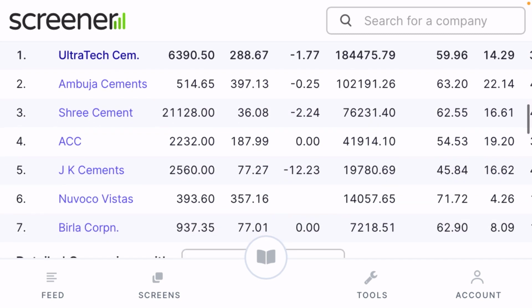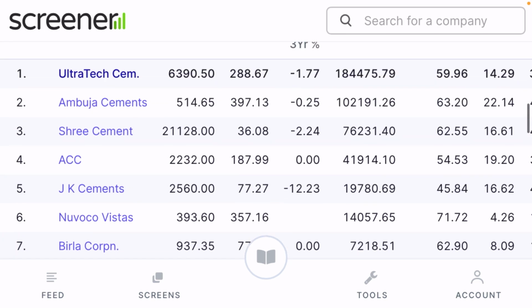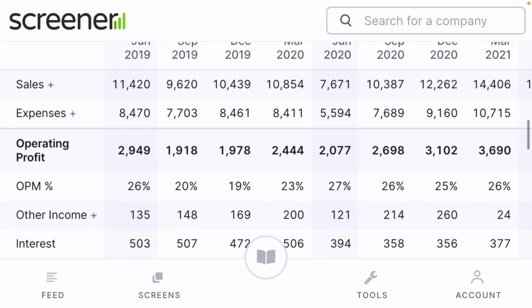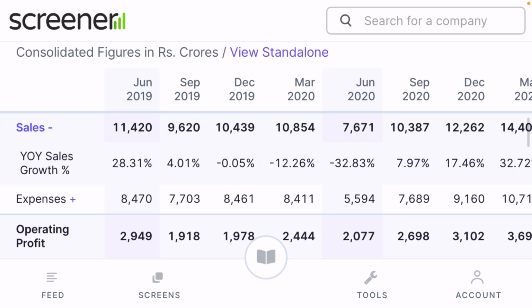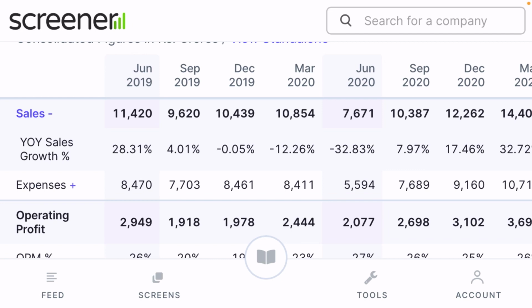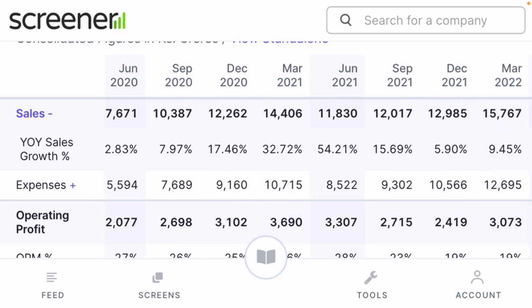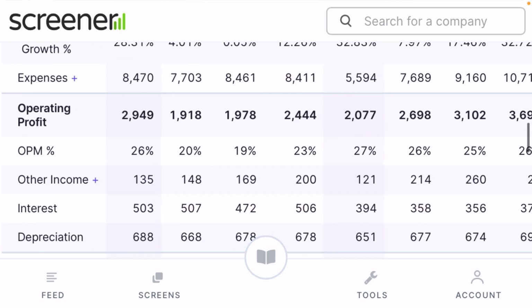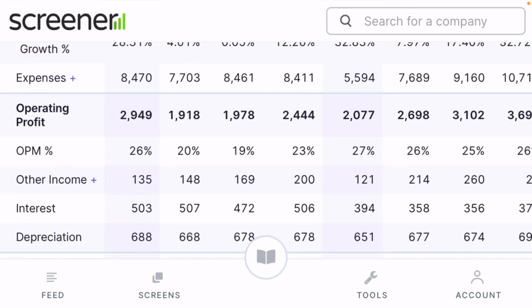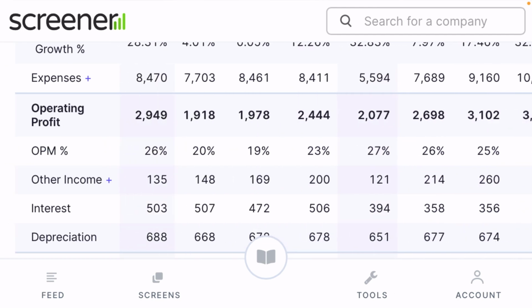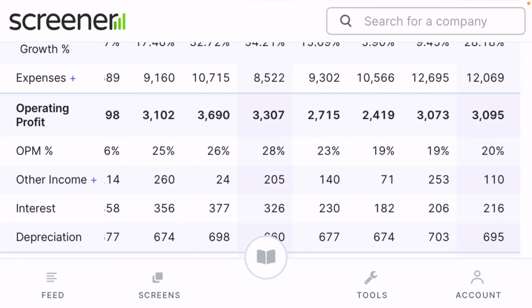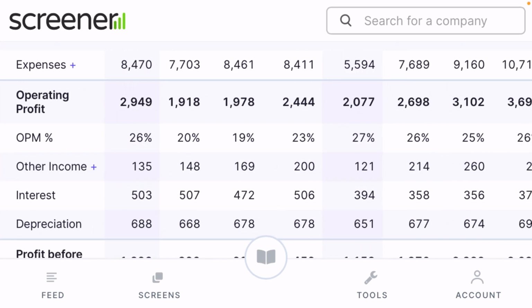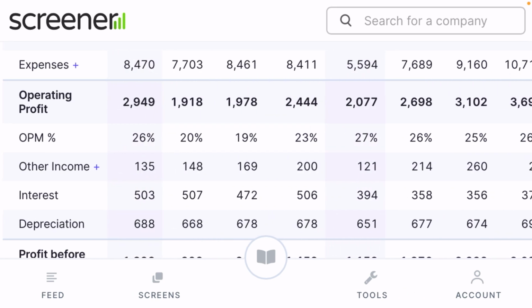The company has the same business as ACC, JK Cement, Shree Cement. If you look at sales, the company's sales are growing exponentially. In June 2019, the overall sales for the year were 11,000 crore. Now it's 15,000 crore. Apart from that, the company is creating profit. Operating profit was 2,949, now it's 3,095 crore. Operating margin was 26%, now it's 20%. This is one challenge for all cement sector companies. The margin is very challenging because raw material costs are increasing.